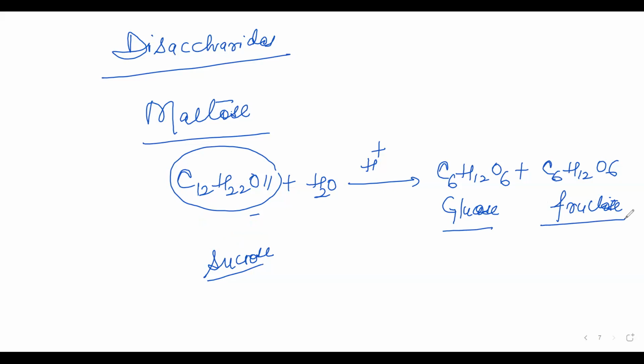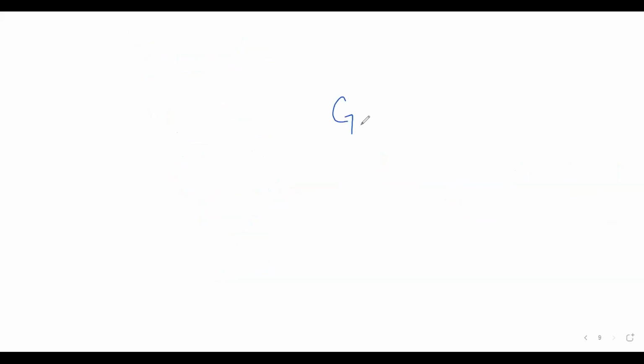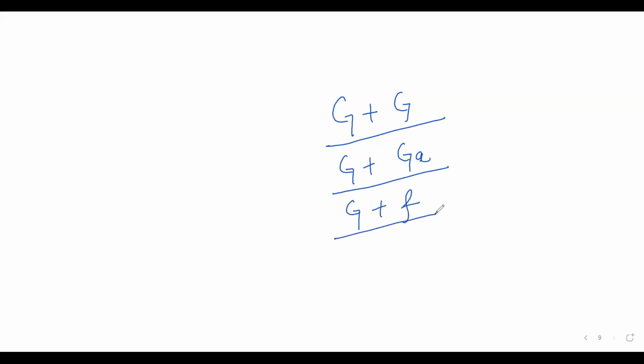Yes, sir. So check the question in NCERT, in the back exercise: what are the products of hydrolysis of? Now you tell me, if the products are glucose and glucose, what is the name of the disaccharide? Maltose. And if it is glucose and galactose, lactose. And if it is glucose plus fructose, then it is sucrose. Got it?